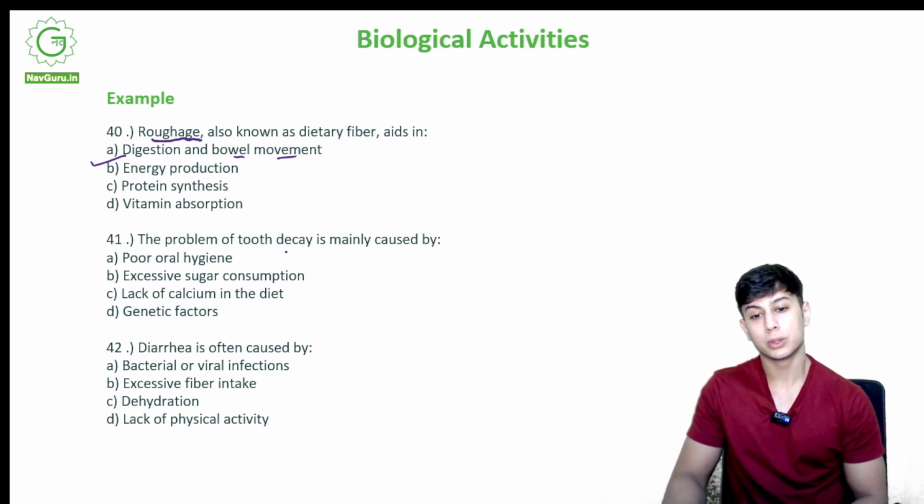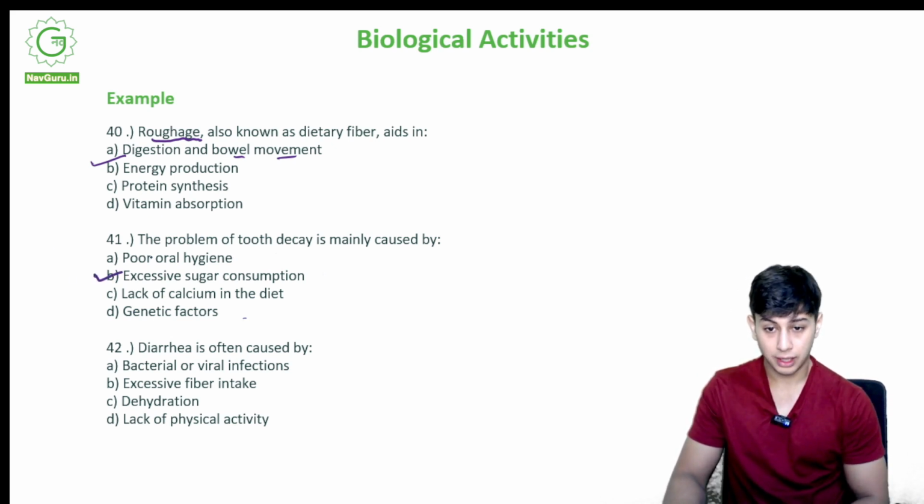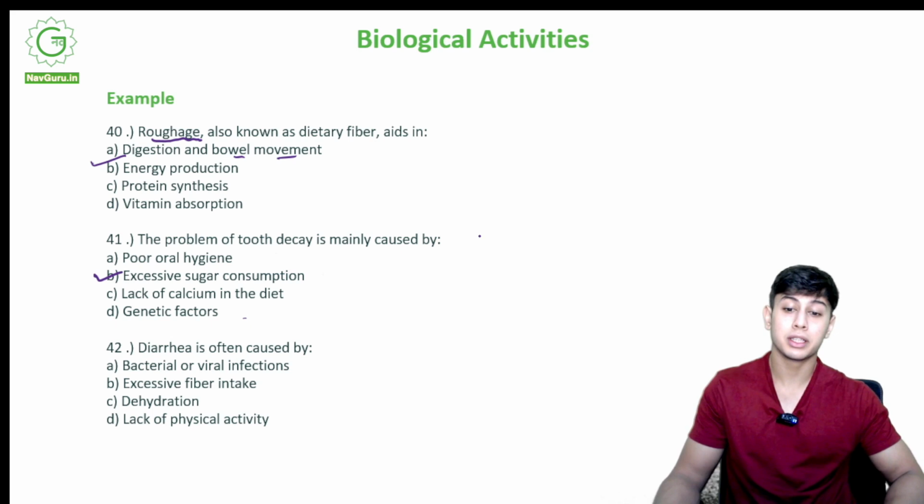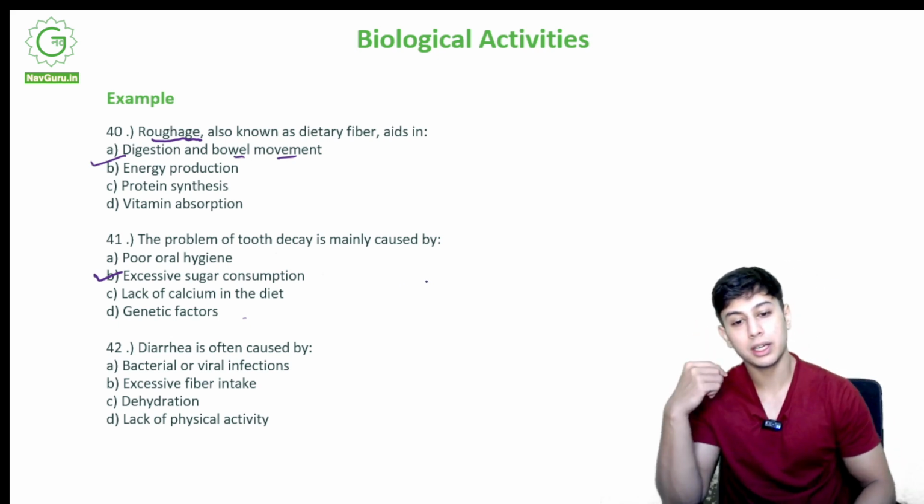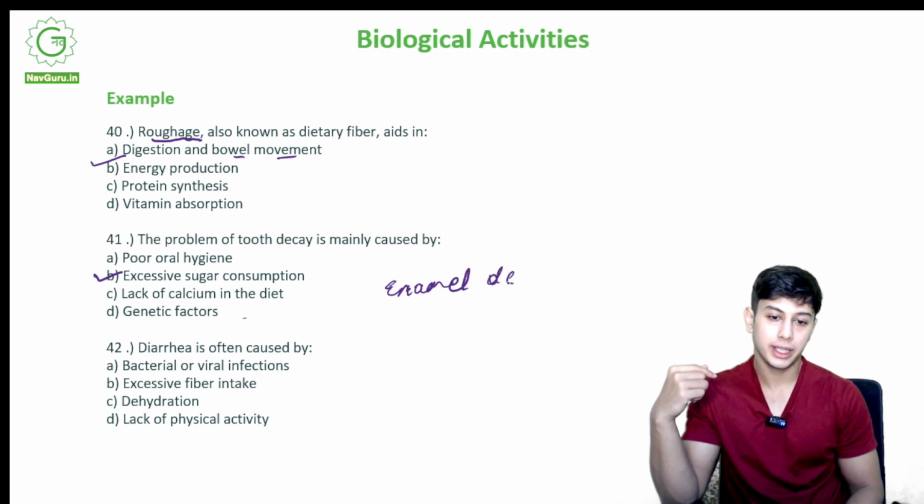The problem of tooth decay is mainly caused by poor oral hygiene, excessive sugar consumption, lack of calcium in the diet, or genetic factors. So the correct option is option B, excessive sugar consumption. What this does is, I told you, it will be stuck in your teeth, it will be eaten by bacteria, converted into acid, and it will make your tooth decay. Alright, the outer enamel, it will decay.